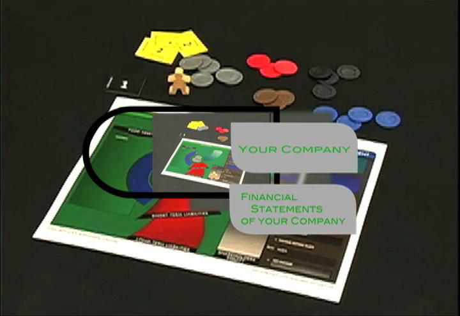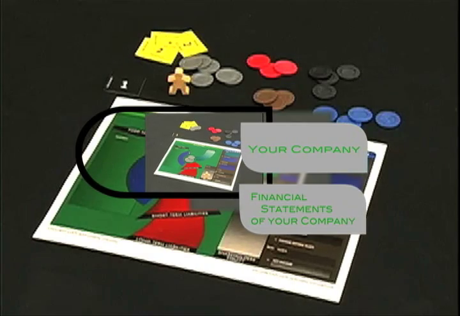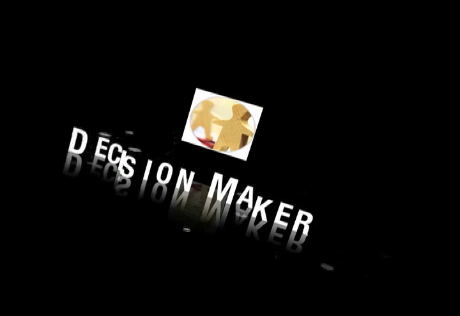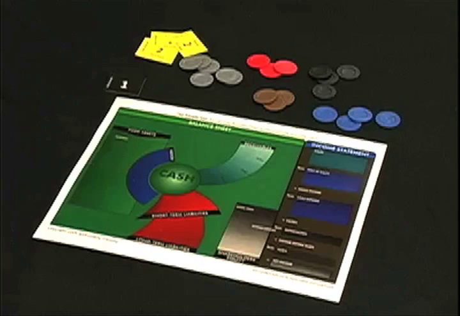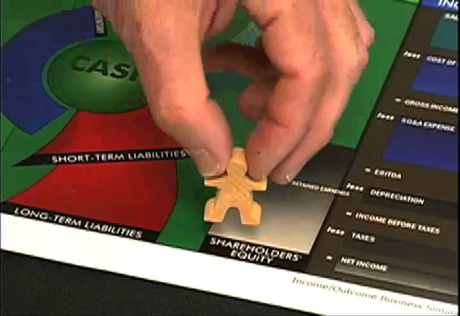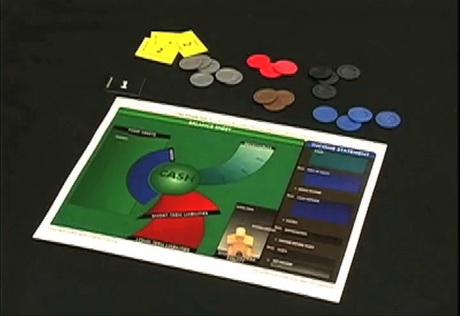The game board represents both a company and the financial statements of the company. The balance sheet is on the left, the income statement is on the right. This is going to be your business. You're the owner, the operator, and the decision maker. In business, it helps if you have business acumen, since you're also the shareholder. We are going to put a wooden Acumen in the shareholders' equity area.